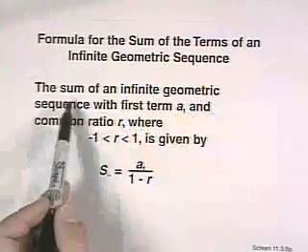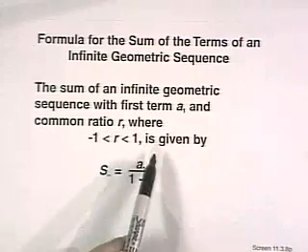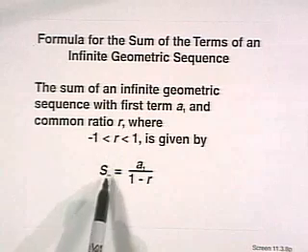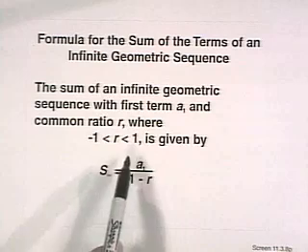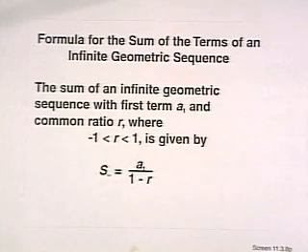In an infinite geometric sequence, if the common ratio is between -1 and 1, the sum will actually converge to a specific value. We can find that value using this formula. The sum for an infinite geometric sequence with a first term a1 and a common ratio r, if r is between -1 and 1, is given by the infinite sum is equal to a1 over 1 minus r. This does not apply if r is not between -1 and 1.